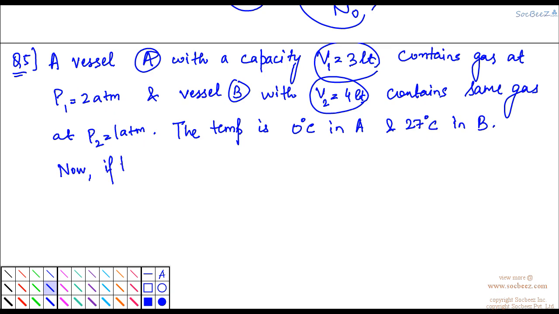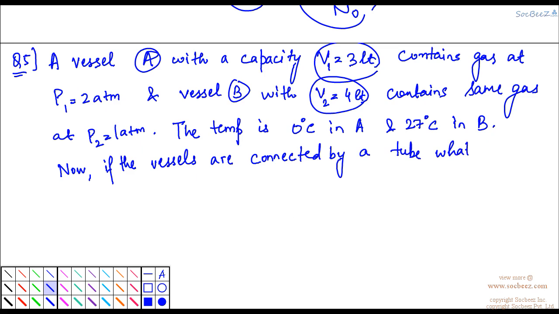Now, if the vessels are connected to each other by a tube, what will be the pressure in the vessels?